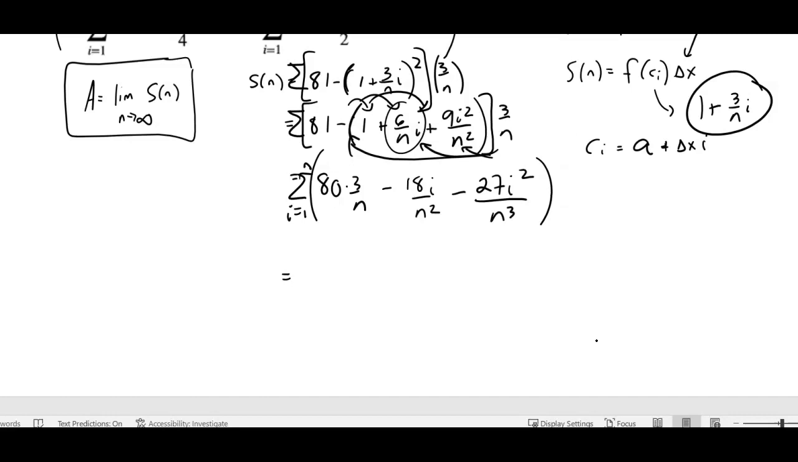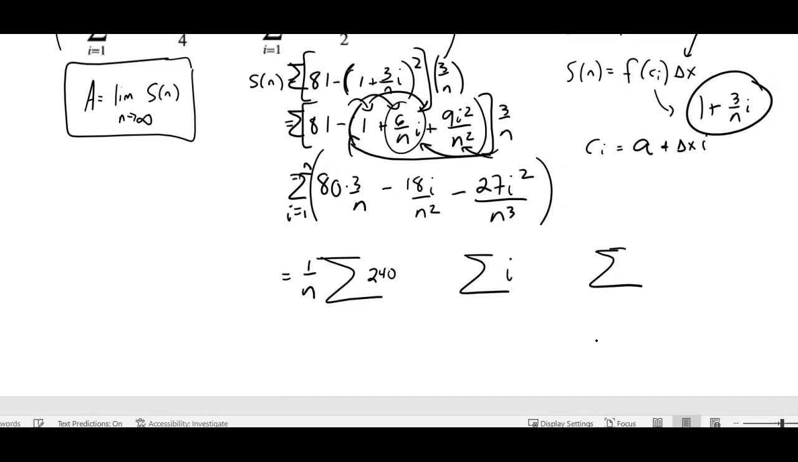That's important. So now my sum is 240. I'm going to run the sum through. I'm going to have 3 sums, so I can evaluate them individually before I take the limit, with my formulas. How do I write this guy? Well, that's 240, and I'm always going to factor out the n.